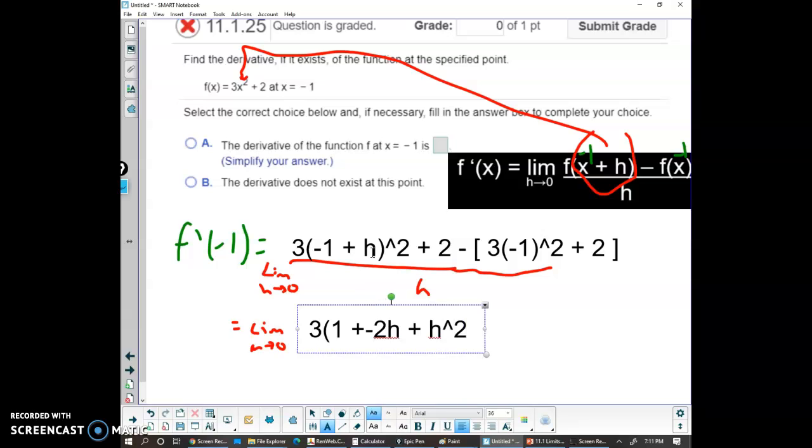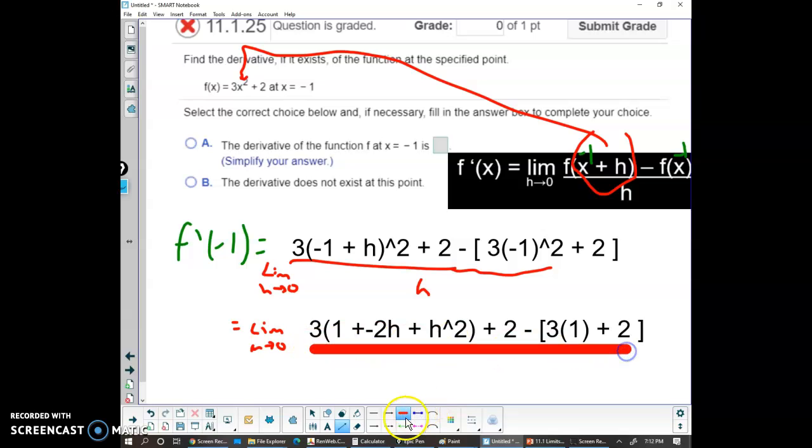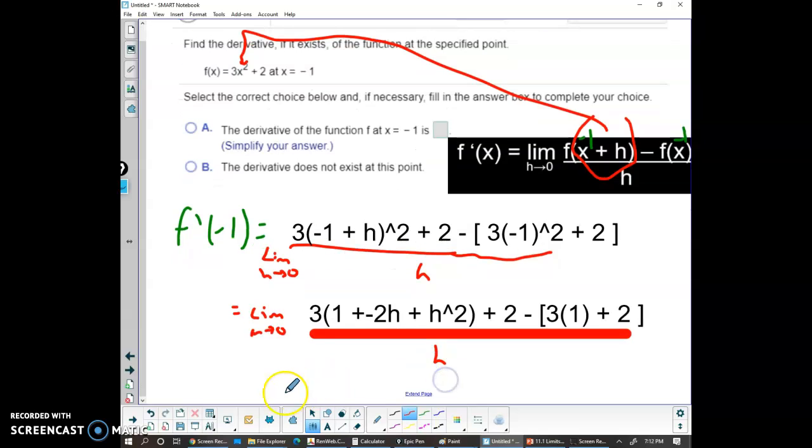And then we're adding 2, oops, that's still in parentheses there. We're subtracting it by this bracket here. So we're going to do -1 squared, which is 1. You have to do the exponents first. And then we're adding 2 there. All right, and this is all over h. Don't forget about the h. Ooh, look at that big line. That's cool. All right, accident there, actually.